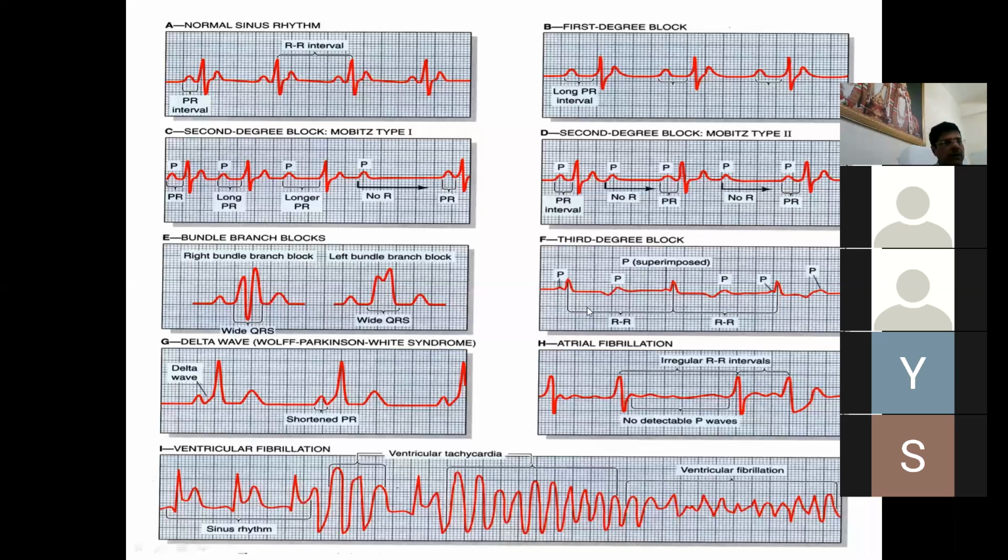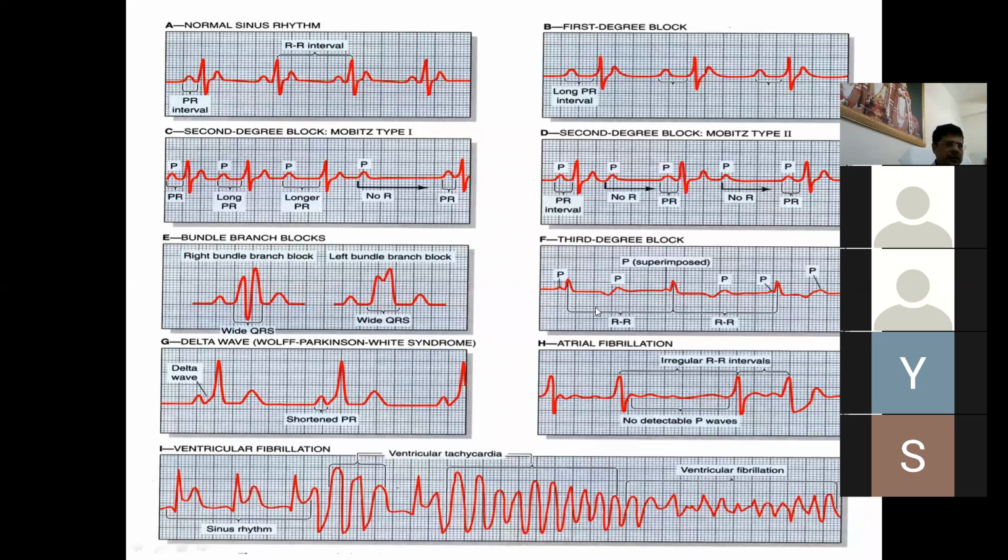Third degree heart block. What is the other name for third degree heart block? Complete. It's called complete heart block. No P waves are being conducted to the ventricles at all. The atria are beating at their own rate, and the ventricles are beating at their own rate. The ventricle starts its own rhythm. That is called idioventricular rhythm.